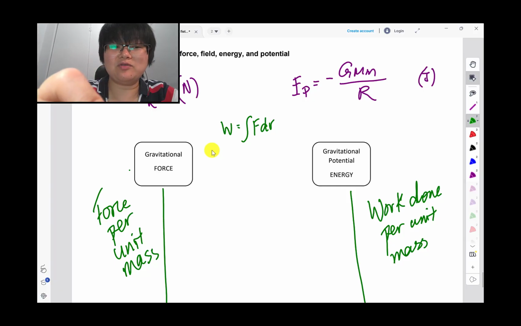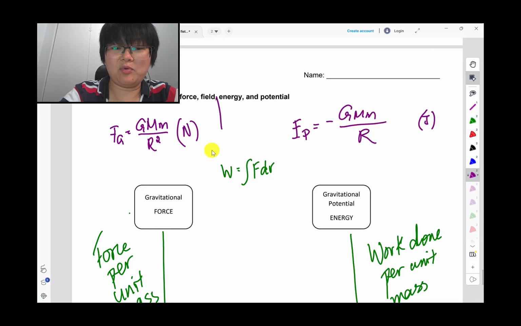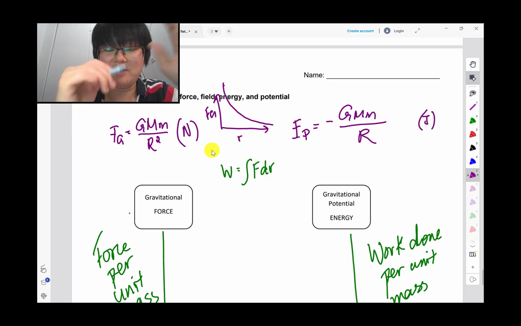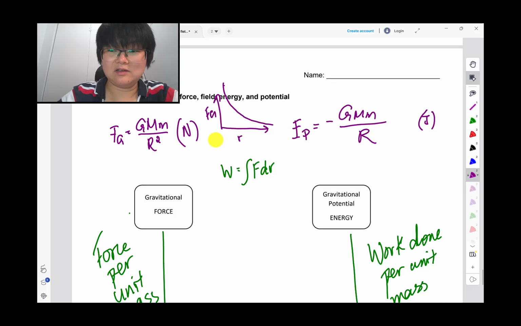The reason why we do that for Fg is because Fg is not constant as you move toward or away from a point mass. In fact, you have an inverse square relationship, so the work done is going to change as you move towards or away. And therefore, this is why the calculus is important. Calculus doesn't care what the function is, it'll just take the area underneath the graph.